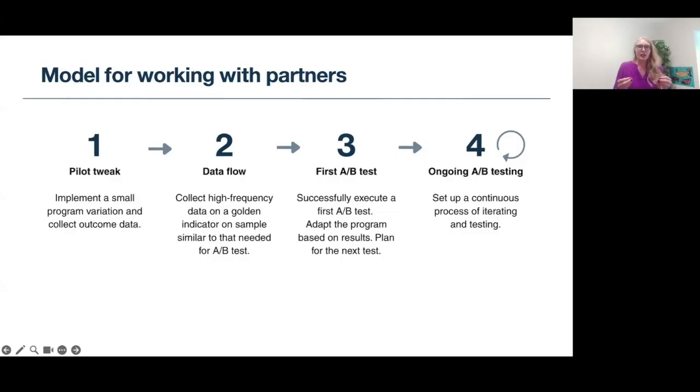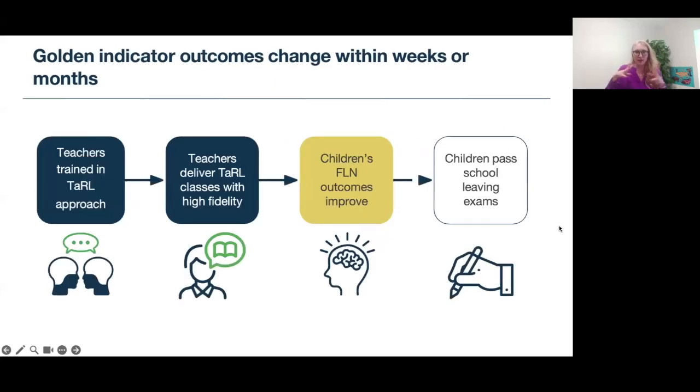And then step 3, you want to carry out a simple test to start, so not super ambitious. And then by step 4, you're doing this ongoing testing where you're asking more ambitious, more important, more program relevant questions. So a few features to highlight of this process. There's obviously a lot more detail in the toolkit, but one is that in step 2, during the data flow process, it's super important to select this golden indicator.